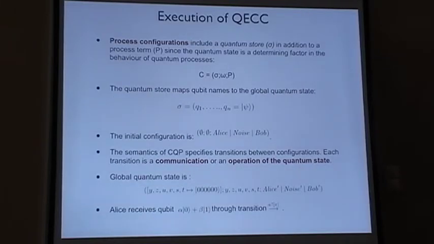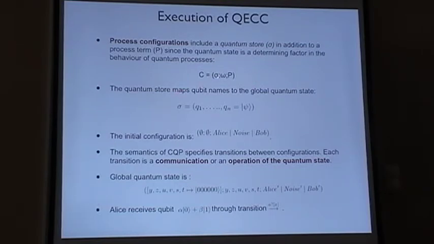Considering the execution of this whole system, the quantum error correction code system, the execution depends not only on the process but also on the quantum state. This is the important reason why the operational semantics of CQP is defined in terms of process configuration, which includes the quantum store, the list of qubit names, and the process P. In addition to the process term, the quantum state is also a determining factor for the behavior of the quantum process.